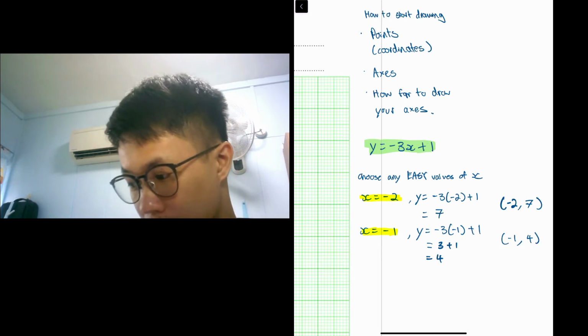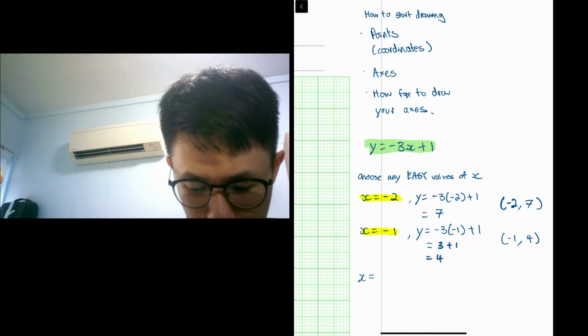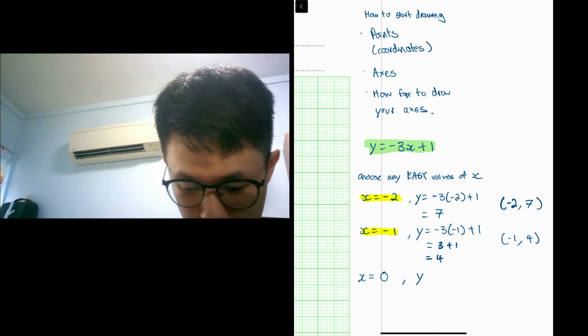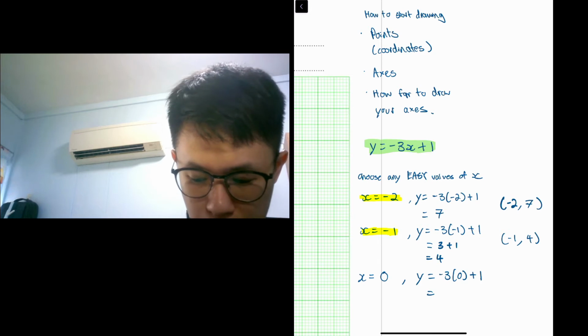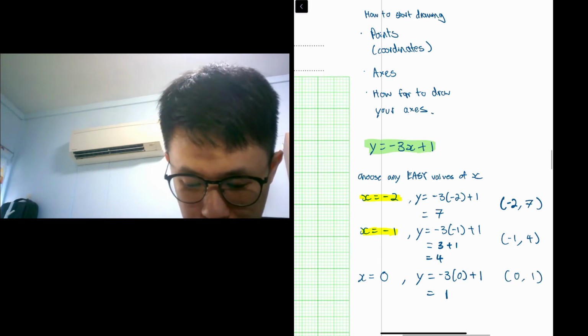Okay, so next, just try more values. It's good to have at least 4 to 5 points. So when x equals 0, y equals negative 3 times 0 plus 1. And actually this is very simple. This is just 1. So I have another point, (0, 1).